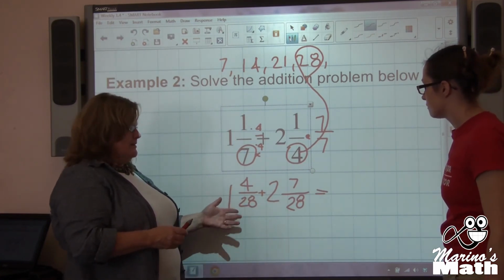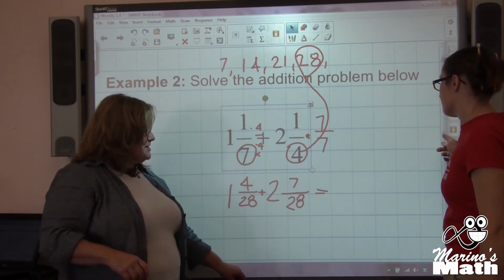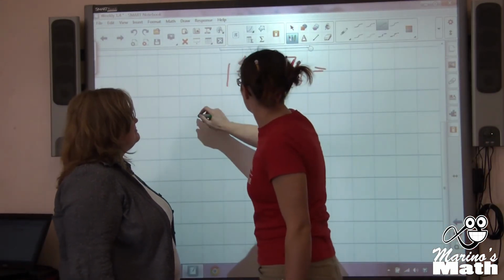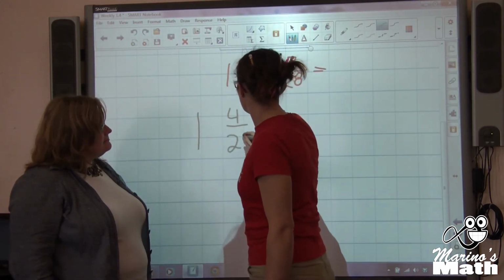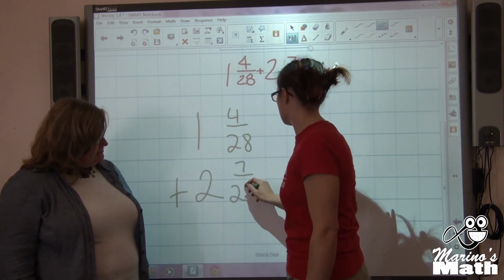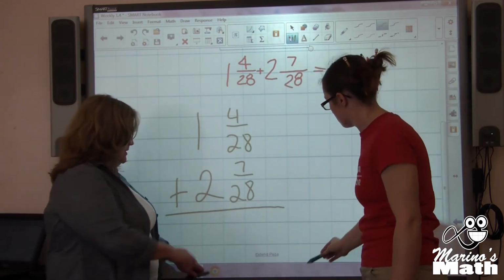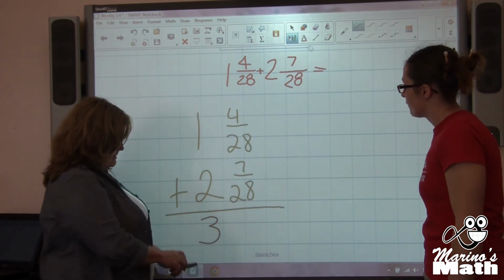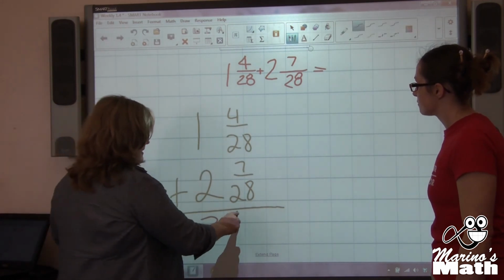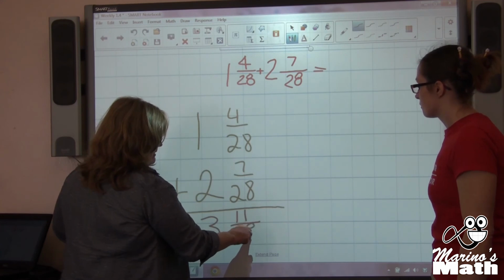So now, wow, your way would be much easier with this one, wouldn't it? Should we just go for it then? I think we should. Let me rewrite it under here. I have 1 and 4 over 28 plus 2 and 7 over 28. I just go right down and add my whole numbers, so 3 over here. Then you can add your numerators because our denominators are the same. Then we'll have 7 plus 4, or 11 in the numerator, over 28.